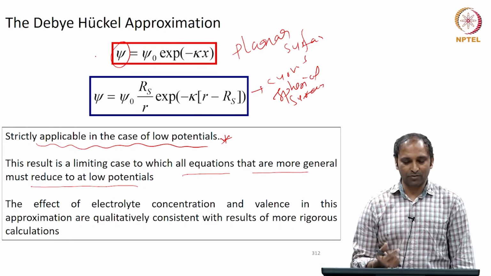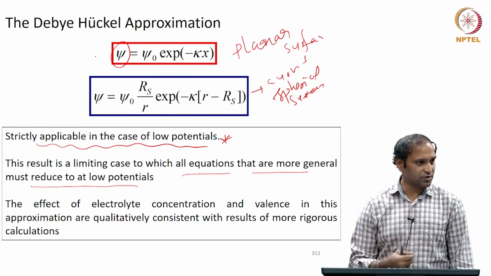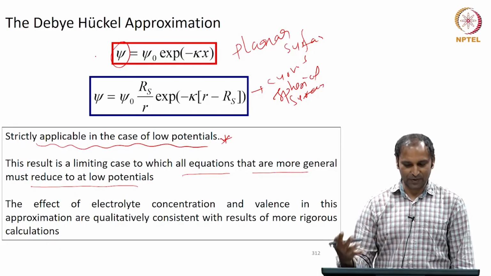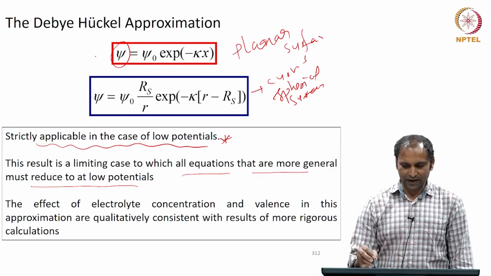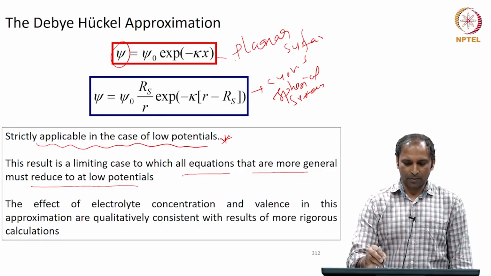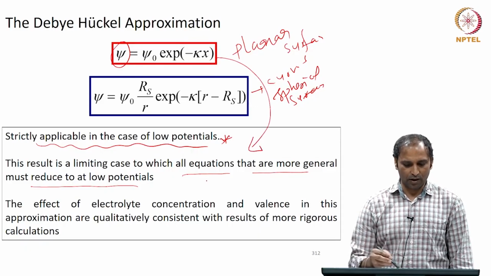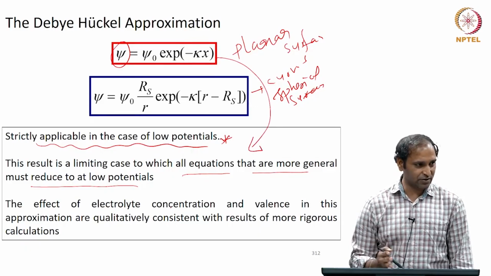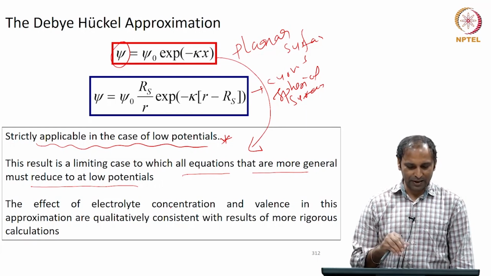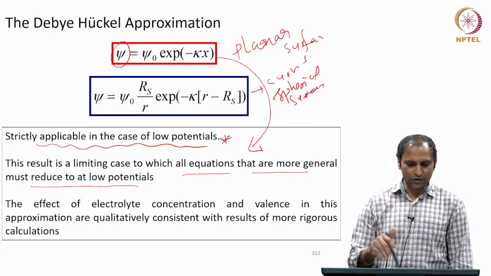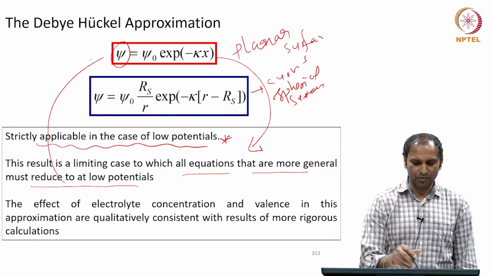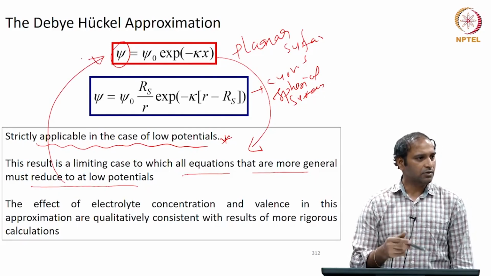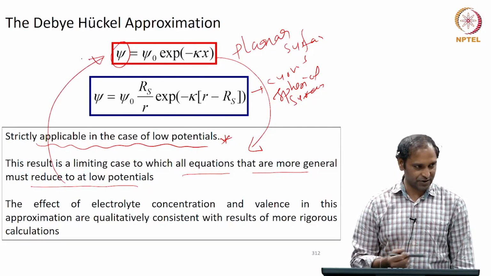or cases where I have variation in x, y and z directions. So if you have a very general expression like that, and I take that expression and put in the condition that now I am going to apply the condition of low potential, then all these equations that you developed should basically give rise to these limiting equations.